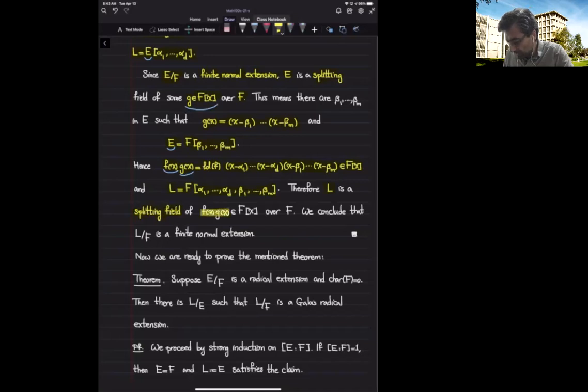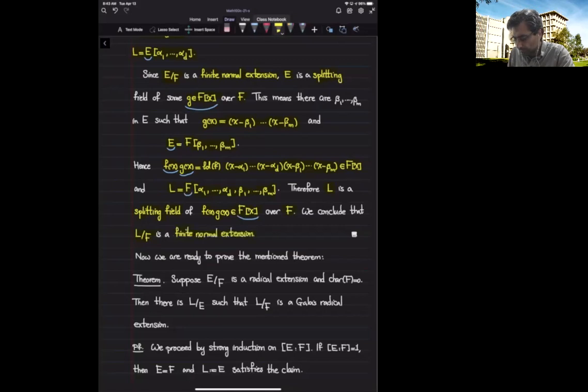It's a splitting field of this polynomial, which is inside F bracket x, over the base field capital F. Because I'm adding zeros of this polynomial, which belongs to F bracket x, to the base field capital F, and end up getting the entire field capital L. And that's the definition of being a splitting field. And knowing that a field is a splitting field of some polynomial over capital F, we deduce that L over F is a finite normal extension. And that's exactly what we wanted to show.